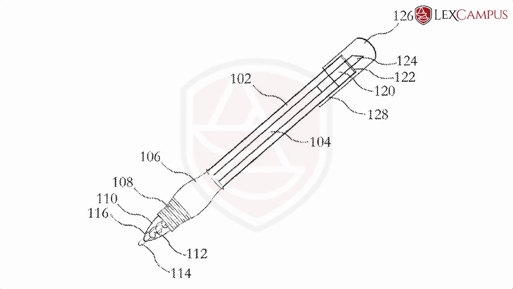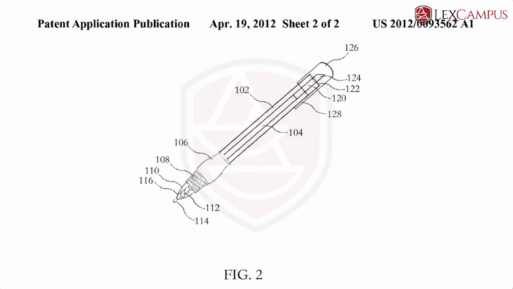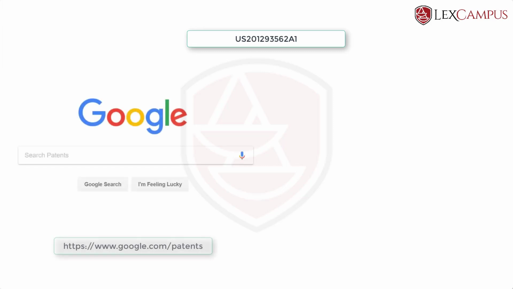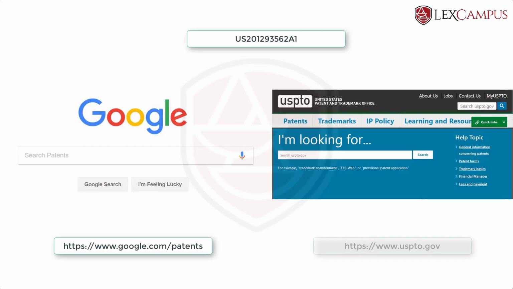For most mechanical devices, you will find drawings. Now here is a drawing. Note this number, US 201200935662 A1, and you can search it on Google, google.com/patents, which is the patent database search provided by Google, or you could go to the US Patent Office website and you can search for these numbers, and the numbers will throw up these documents.